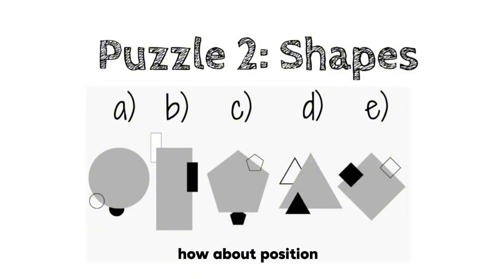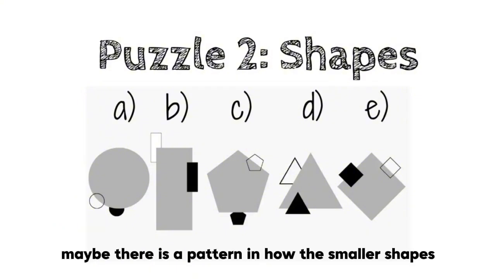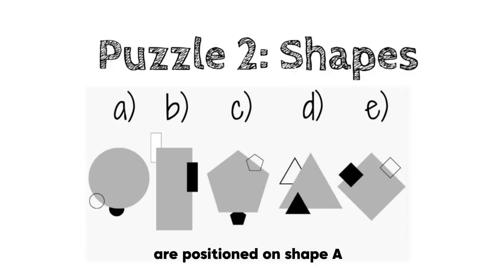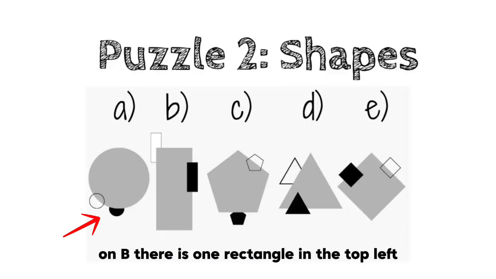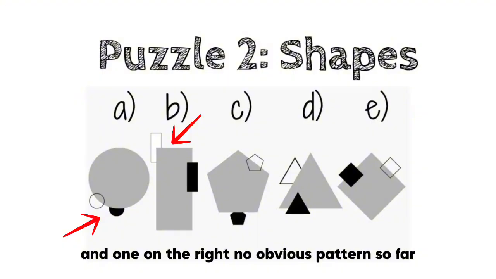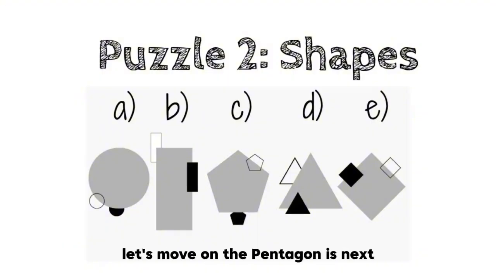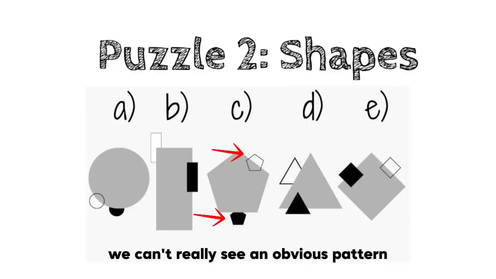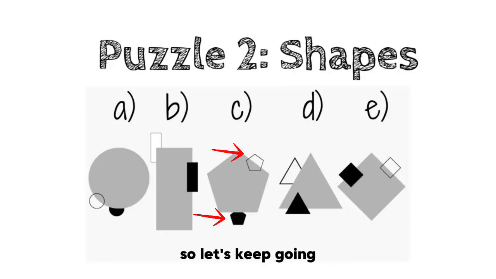How about position? Maybe there is a pattern in how the smaller shapes are positioned. On shape A, the small circles are bottom. On B, there is 1 rectangle in the top left and 1 on the right. No obvious pattern so far. Let's move on. The pentagon is next. There is a small shape in the top right and 1 at the bottom. Again, we can't really see an obvious pattern, so let's keep going.